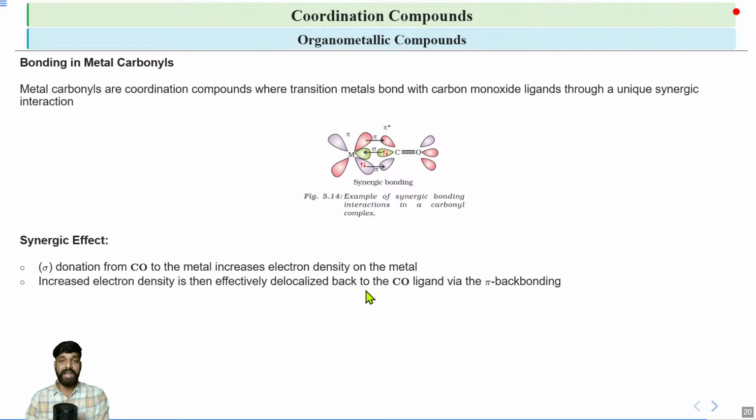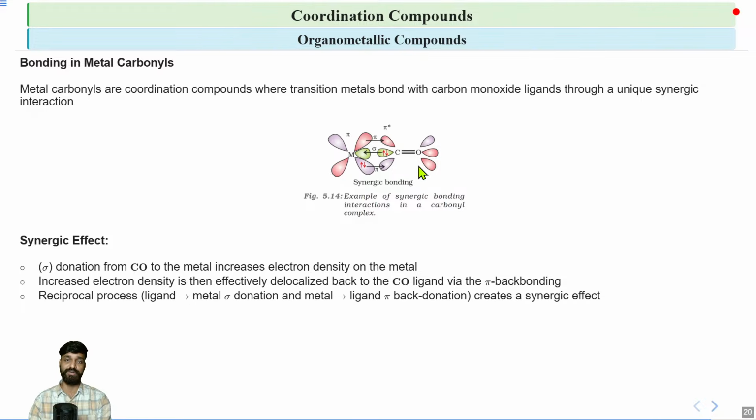Due to this extra electron density, it will donate it back to the carbonyl, which is known as pi back bonding. Okay. So what is the definition of pi back bonding? The donation of the metal electrons from the pi orbital to the empty pi star orbital of the carbonyl. Write it down. The donation of electrons from the pi orbital of the metal to the empty pi star orbital of the carbonyl is known as pi back bonding. Now from here, questions are asked directly in a statement way.